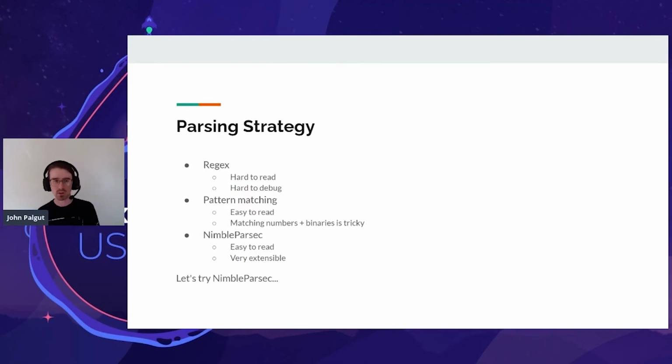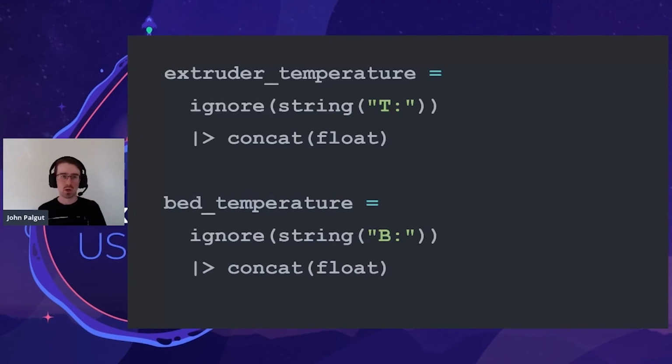So I dug a little bit deeper, and I found this library called NimbleParsec. NimbleParsec is a library that allows you to build text parsers that are easy to combine with other text parsers. We're going to take a look at an example. I think it'll make it a little more clear.